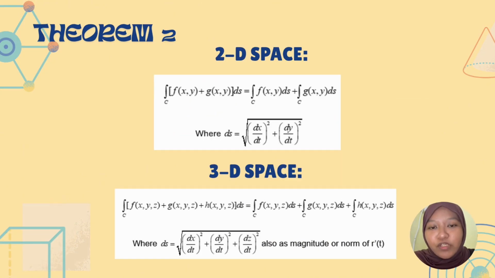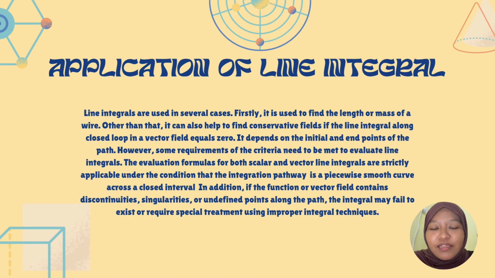Now the last theorem, theorem 2, is the same thing, but it only differentiates between 2D space and 3D space. So for 2D, the integral of f(x,y) plus g(x,y) with respect to s equals the integral of f(x,y) with respect to s plus the integral of g(x,y) with respect to s, where ds equals the square root of (dx/dt) squared plus (dy/dt) squared. So last but not least is the application of line integral.